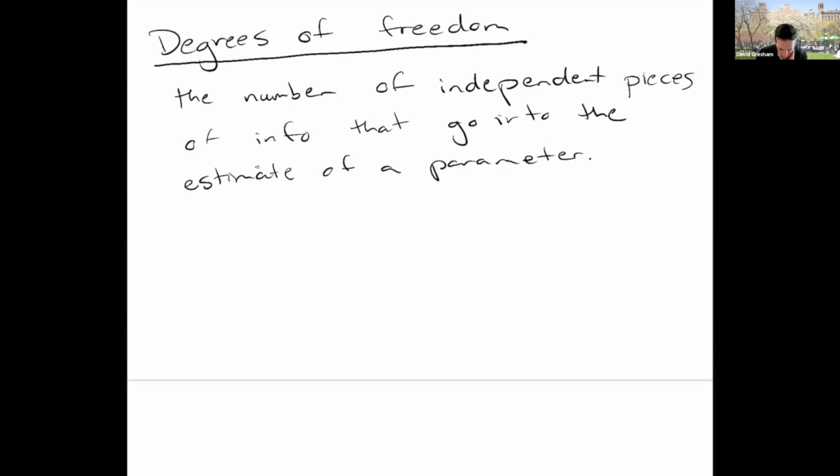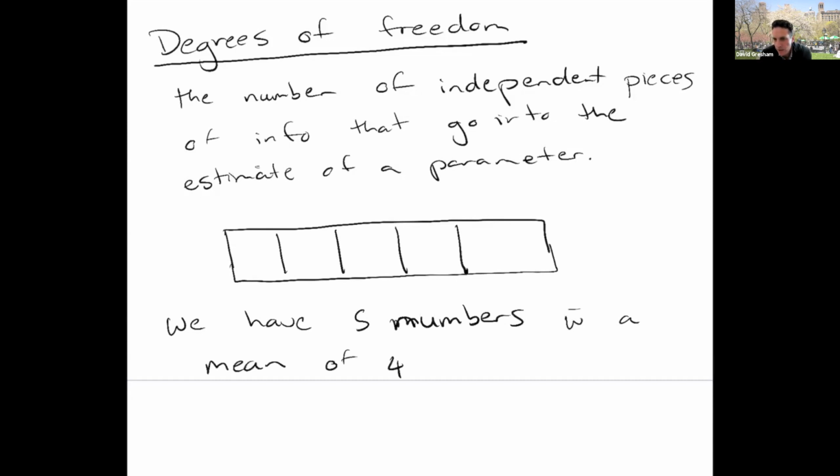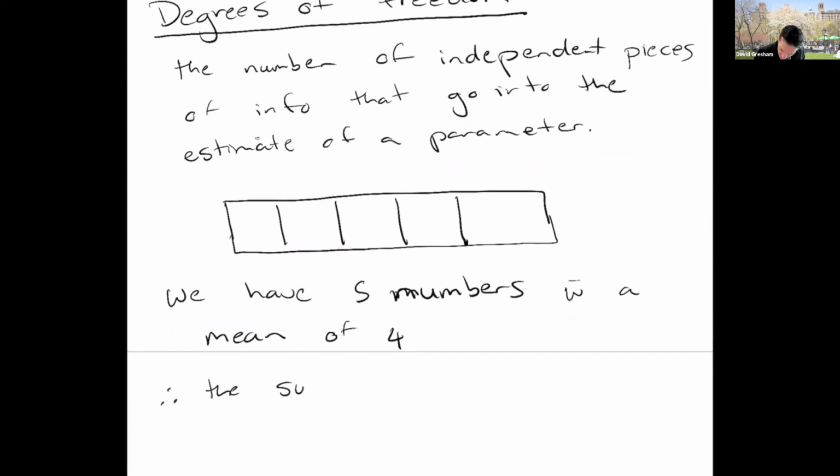Let's say we have 5 numbers. I'm going to give you these 5 numbers here: 1, 2, 3, 4, 5. So n is 5, and we have estimated the mean, and the mean is 4. Okay, so the mean of these 5 numbers is 4. If we know that, then we must know what the sum of the data is. What is the sum? We have 5 numbers with a mean of 4. Therefore, the sum of those 5 numbers must be 20. Sum must be 20.